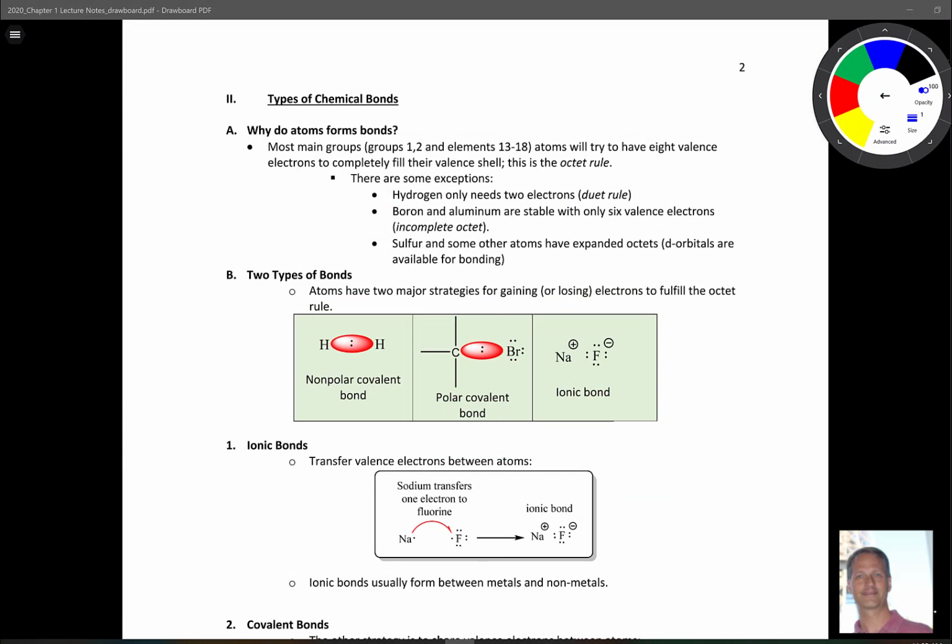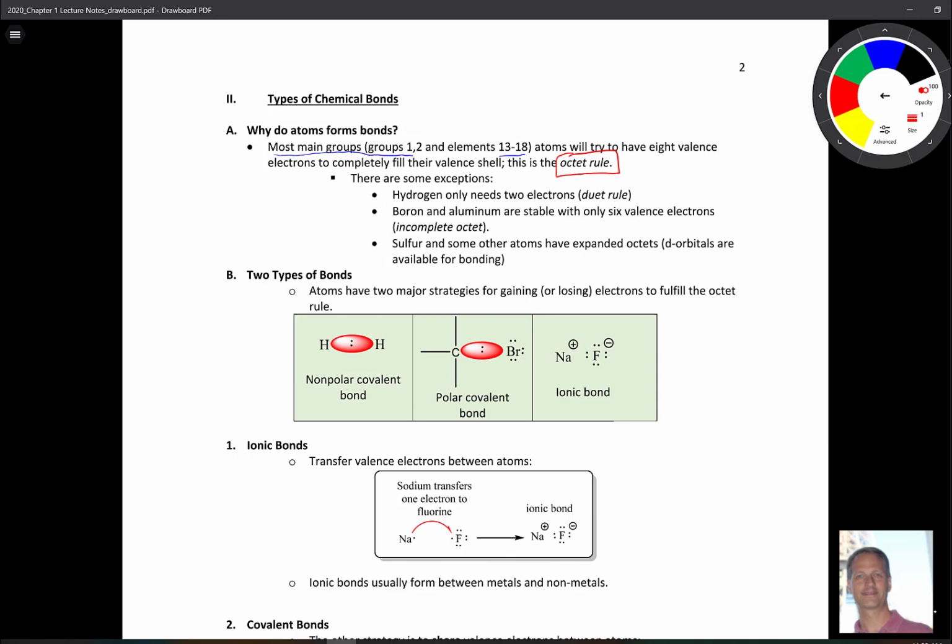So guys, let's take a look at our first section of this chapter, which is types of chemical bonds. Again, something you've probably seen in general chemistry, but it's worth a little bit of our time to review. Question number 1: why do atoms form bonds? It turns out that most main group atoms, groups 1 and 2 and elements 13 through 18, will likely try to have 8 valence electrons to completely fill their valence shell. This is something that we all know as the octet rule, 8 electrons. Now there are some exceptions to this.